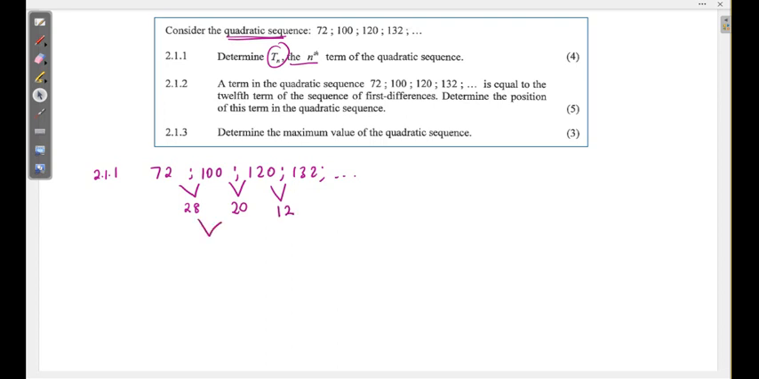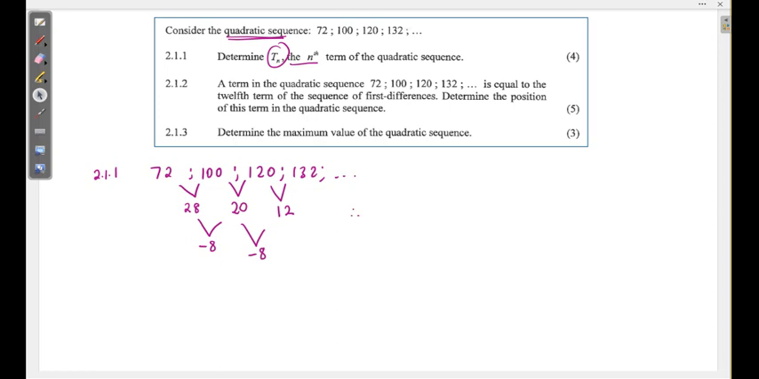And then 20 minus 28 is going to be -8. Yeah, it's going to be negative, because 20 minus this is going to be negative. Remember, we say right minus left all the time. Then 12 minus 20 gives us -8.